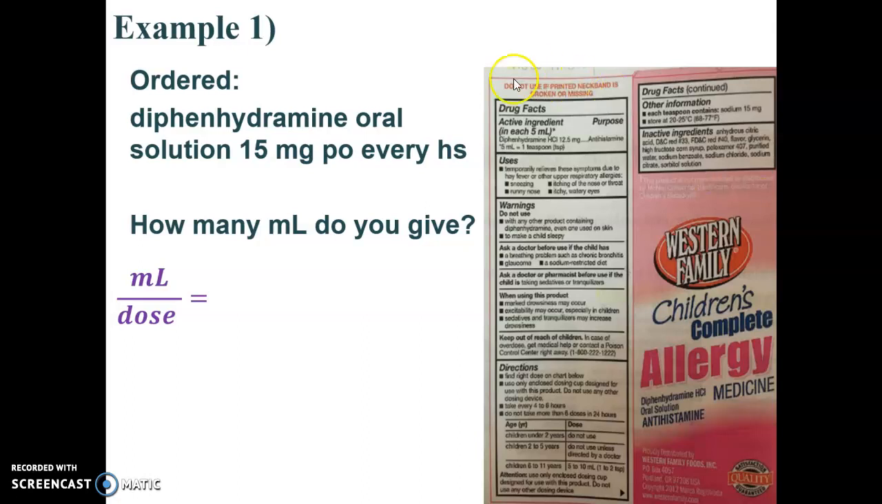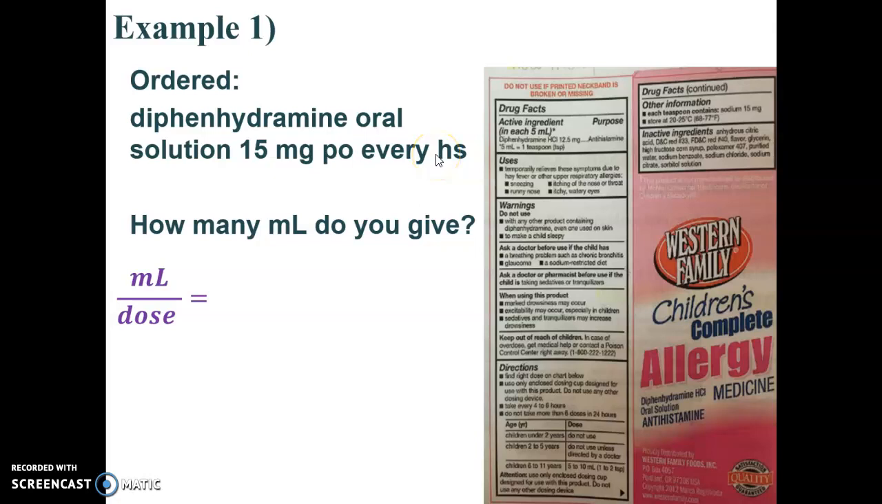Okay, here on number 1, we've got an order for the diphenhydramine oral solution, 15 milligrams by mouth every HS. HS I always think about as hours of sleep so that it relates it back to me to bedtime. So we're given that 15 milligrams by mouth every night at bedtime.